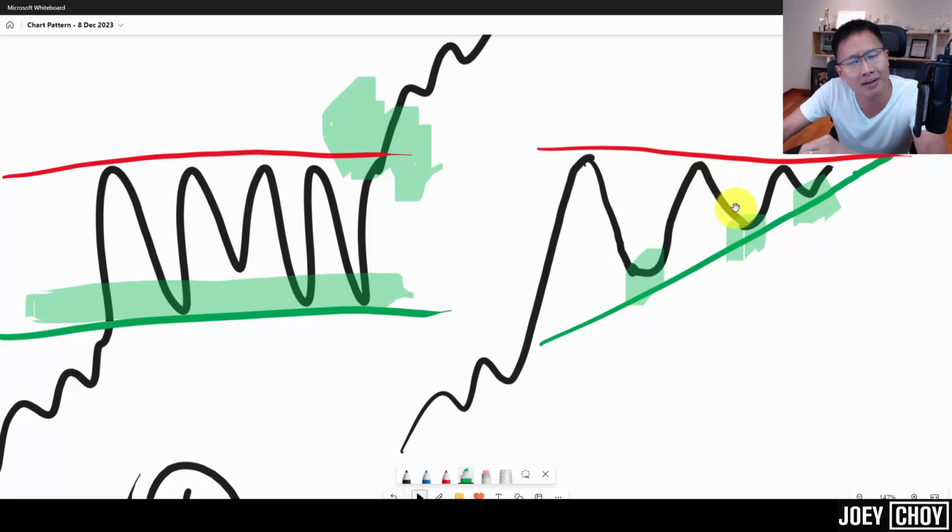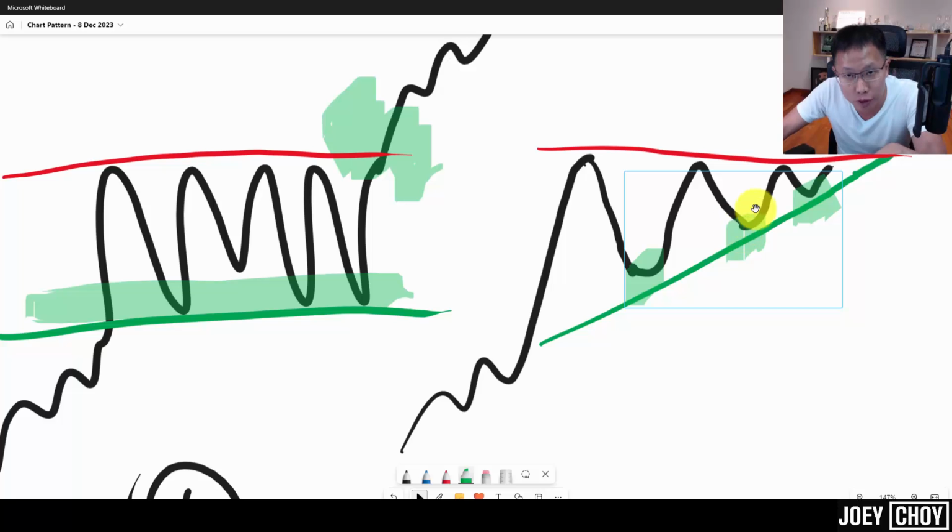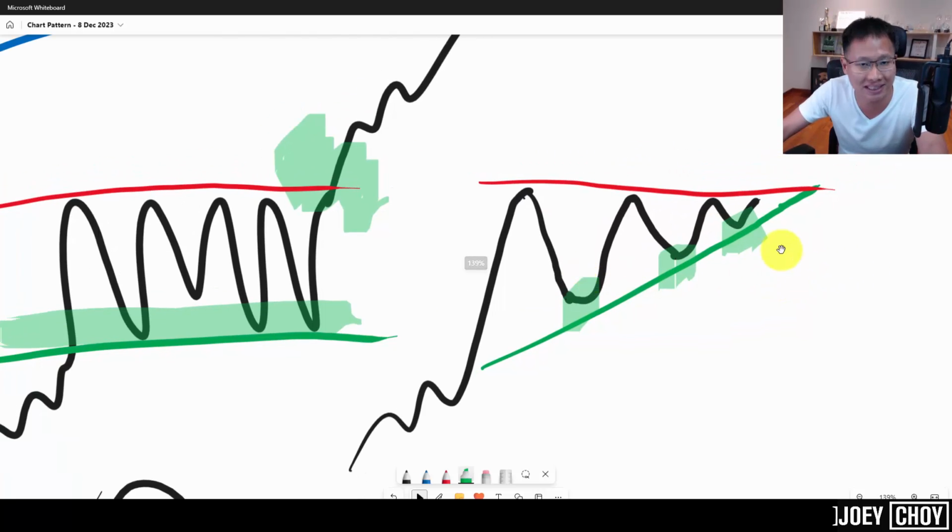resistance level, but it shows that buyers are prepared to buy at higher prices. They're not letting prices fall back down to the original same low that we have seen previously, but it just came down a little bit and buyers came back up and pushed it all the way back up to that same resistance. So that is slightly more bullish, I would say, the ascending triangle pattern.